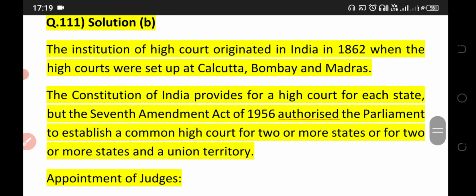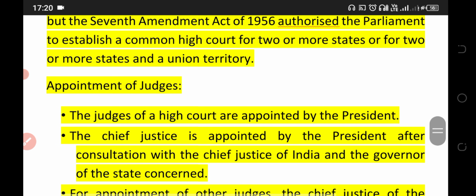You know about that the institution of High Court originated in India in 1862 when the High Courts were set up at Calcutta, Bombay, Madras. The Constitution of India provides for a High Court for each state, but the Seventh Amendment Act 1956 authorizes the Parliament to establish a common High Court for two or more states and a union territory.